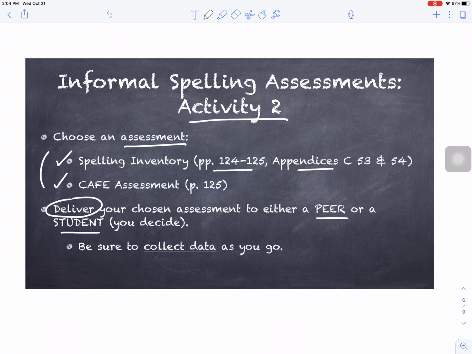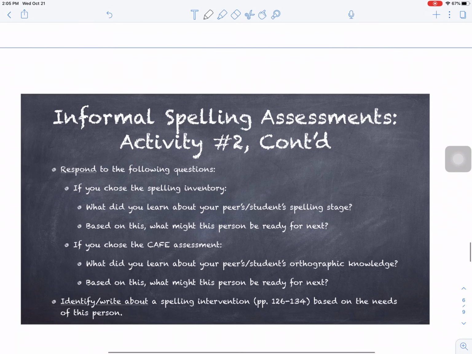In order to deliver your chosen assessment, you've got to get it set up. So make sure your materials are ready. You have read very carefully what the spelling inventory or the CAFE assessment entails, and you know exactly how you would deliver that assessment. Be prepared, be ready to do so with materials and what you're going to say. Then actually deliver your chosen assessment to that peer or student. And as you're delivering it, collect data as you go. There are data collection tools within DeVries that will help you, but you want to make sure you know how the student was doing in each of these assessments as you moved through it.